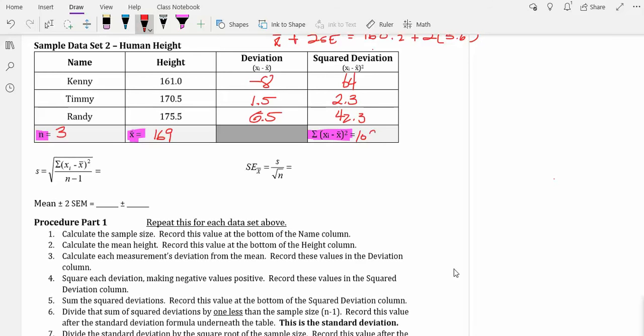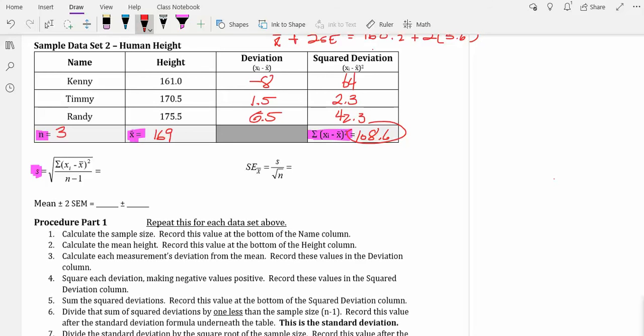Okay, 108.6 is our sum of our squared deviations. Now, we need the standard deviation. So we're going to take that number we just calculated and divide it by n minus 1, and then take the square root of all that. That's going to give us our standard deviation. So when you've got it, put it in the chat. Let me know what it is. And by the way, everything underneath where it says procedure part 1, we're doing all of that.